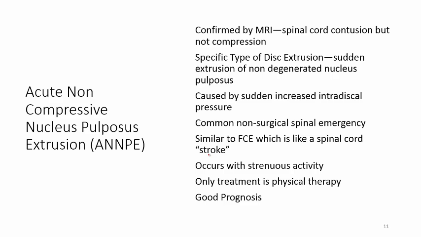But it is a very specific type of disc extrusion, a sudden extrusion of that non-degenerative nucleus pulposus, which you remember from the spinal cord anatomy that we reviewed, exactly where that is. It is caused by sudden increased intradiscal pressure. It is a very common non-surgical spinal emergency, so it's similar to an FCE. The FCE is really like a spinal cord stroke. But the big thing about this is it occurs with strenuous activity. The only treatment is physical therapy, and the prognosis is good. So, love this disease, actually.